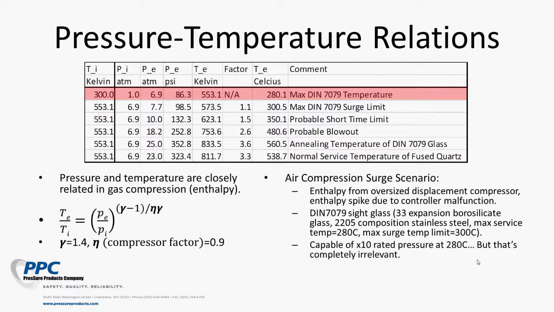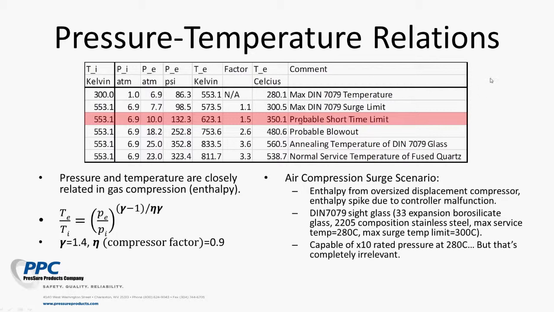But in this case, if the pressure rises, the temperature will rise also. This first line is our normal operation, and the discharge temperature is 280 C, which is just fine for our DIN 7079 site glass. It'll take this forever. The next line represents the maximum permitted surge limit, which is 300 C, and that's arrived at by a mere 10% spike, not a factor of 10 spike, but a 10% spike in pressure. At 350 C, which represents only a 1.5 factor pressure spike, your glass will probably not blow out for a short while, but you can't stay here very long.